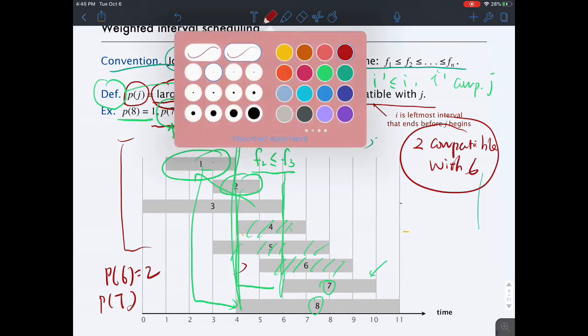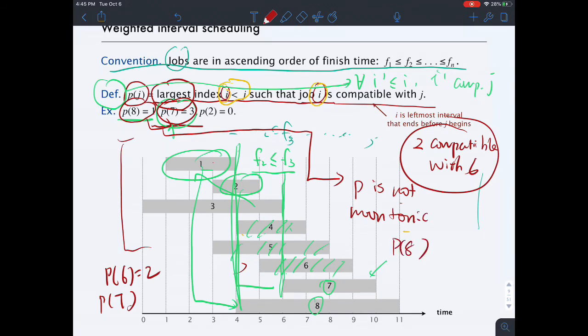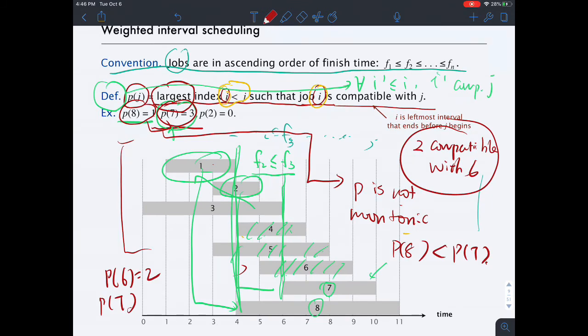So if you look at these two things, another quite interesting property we have is that p is not monotonic. p(8) is actually smaller than p(7). We have been talking about this for minutes; it's really just to highlight that there's a convention we are going to use: the jobs are ordered by the finishing time.